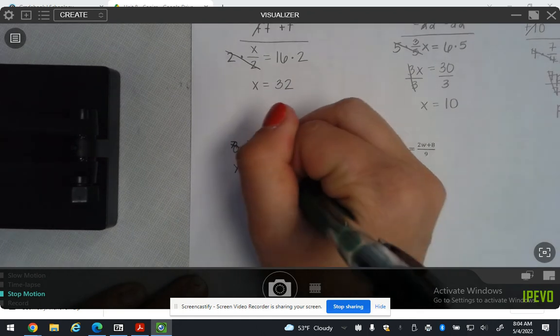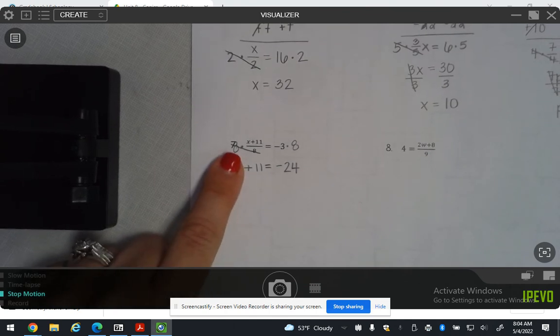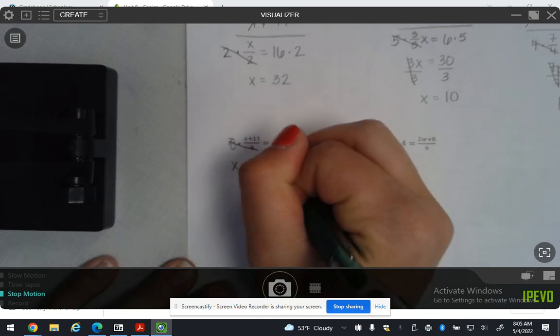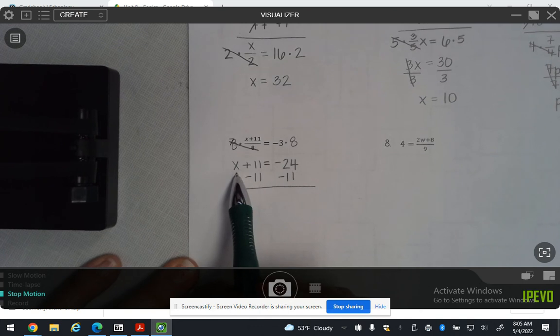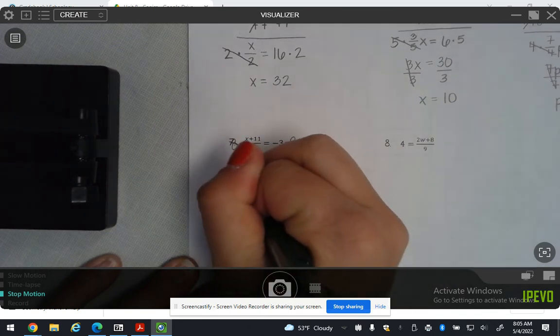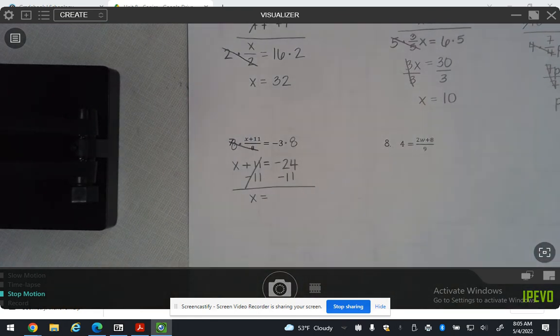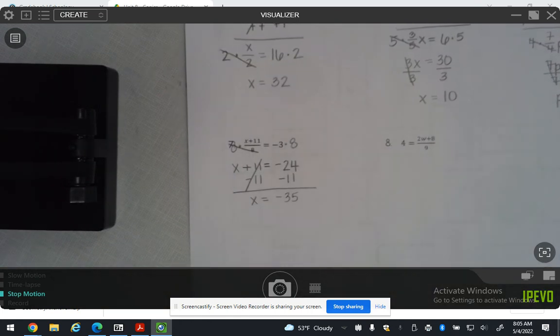Negative 24. Good. Okay, is the X by itself? You're not sure. Cover up the X. Is there anything on the same side as my finger? 11. Is the 11 positive or negative? Positive, so I need to subtract 11 on both sides. What do I do with the X? Bring it down. What happens with the 11s? Good. What is negative 24 minus 11? That is right. Negative 35. I would like you to try number 8, please.